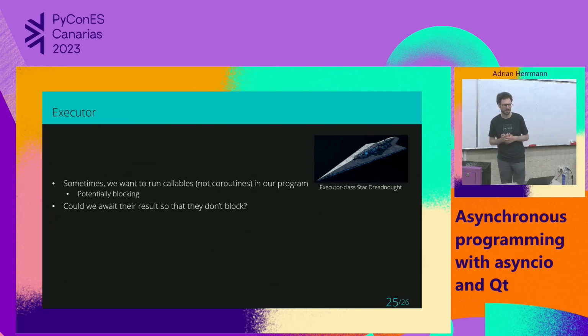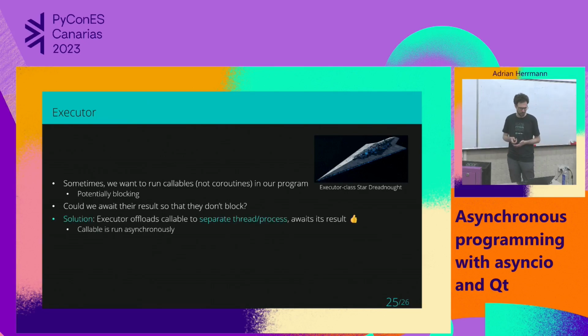We can bypass the single-threaded paradigm that I was talking about earlier by introducing threads. So the solution is this executor. The executor offloads this callable to a separate thread or process and awaits its result. So it's a bit cheating, but it works. And this callable is then run asynchronously. So that's the executor class.